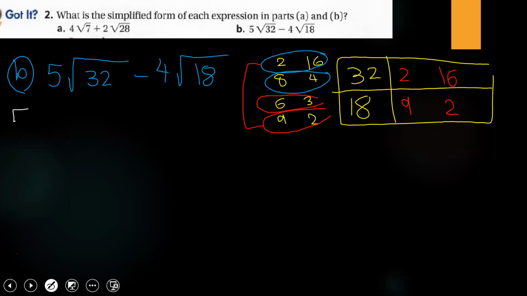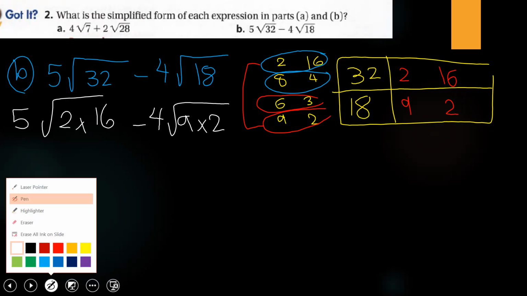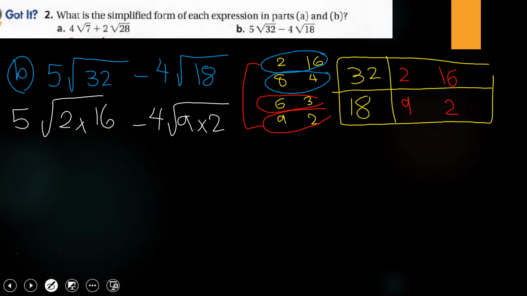5, but instead of writing 32, I have to write 2 and 16. Then minus 4. Instead of writing 18, I have to write 9 and 2. Let's then distribute the square root into the two numbers here.